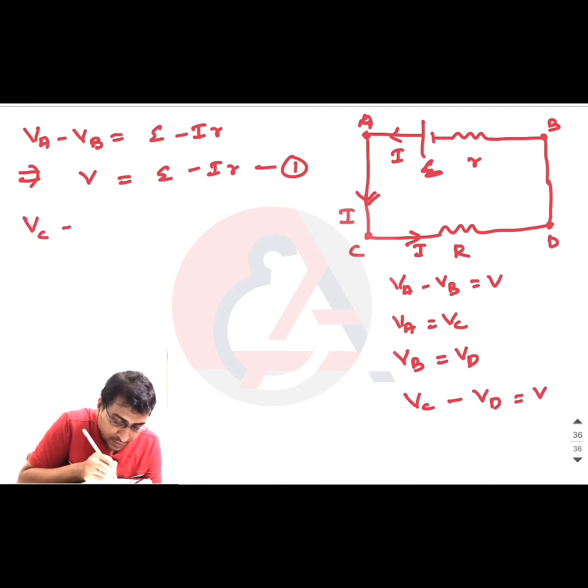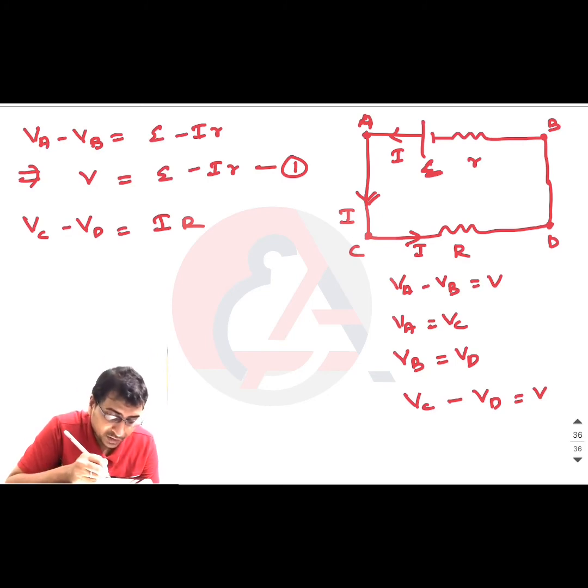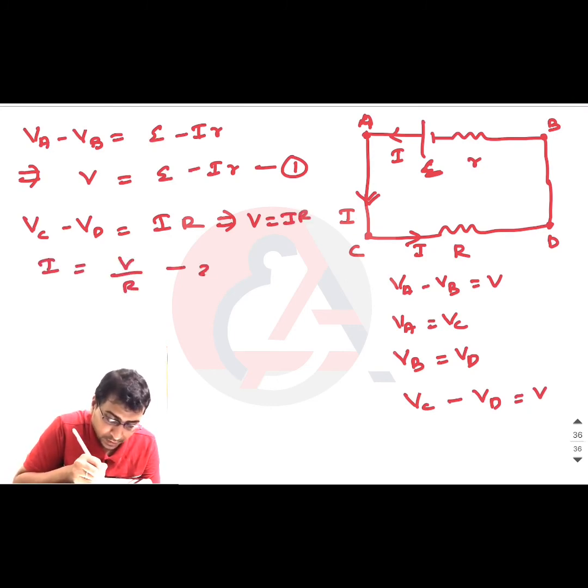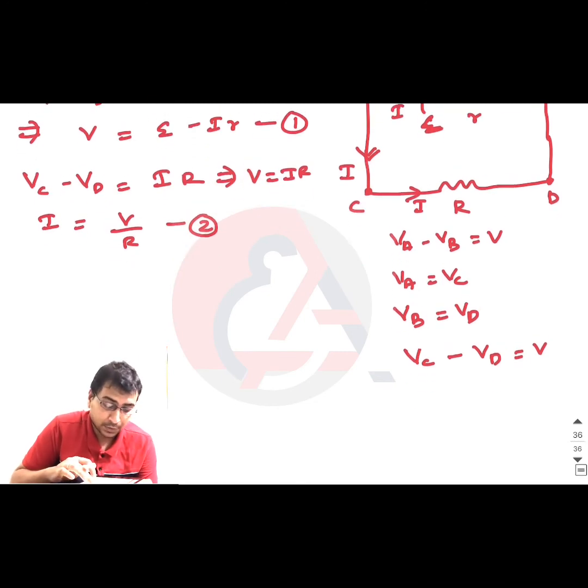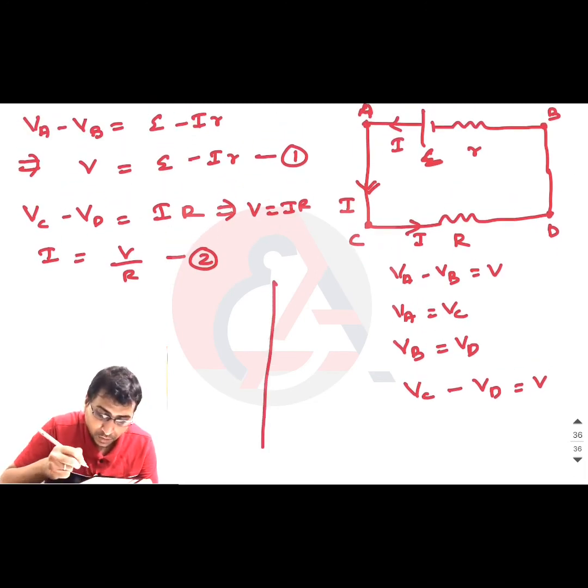Similarly, VC minus VD, if I apply Ohm's law across it, it is going to be I into R, right? But what is VC minus VD? VC minus VD is also V. This is equal to I into R. So what will be the value of I? I will be equal to V divided by R. Let me take this as equation number 2. So, using 2 and 1, observe.